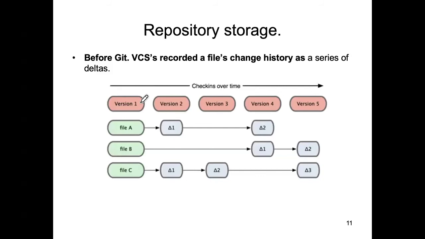How does Git or the other version control tools actually store stuff? In what form does it store your project files? There's kind of the old way and the new way. The old way is how they used to do it before Git.